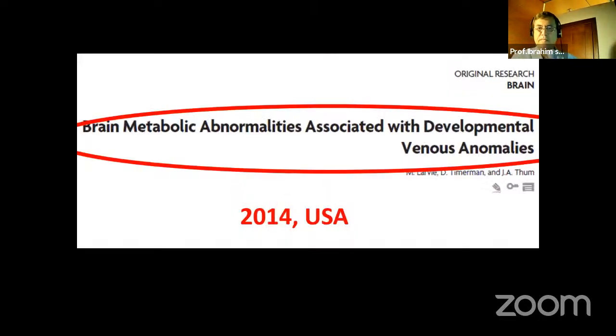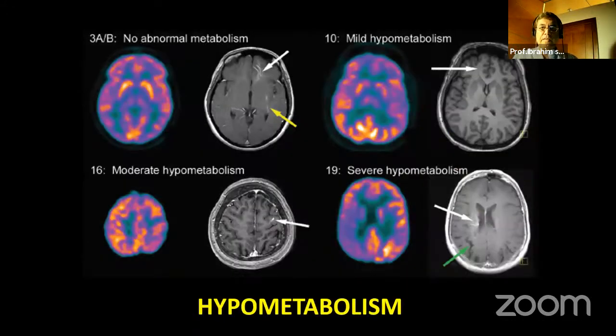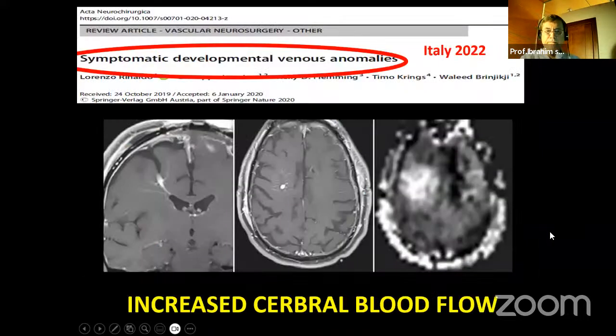Very nice paper from the States, 2014, looking at the DVA here, and look at the increased blood flow here. Venous congestion. Here it is the hypometabolism in the areas that we associated with the DVA. Again, here a paper from Italy, a recent one, 2022: DVA, the caput medusa, and the increased cerebral blood flow. So DVAs are not simple structures.